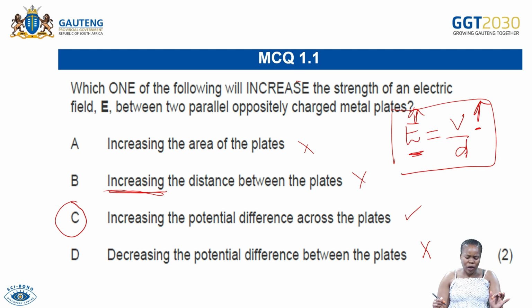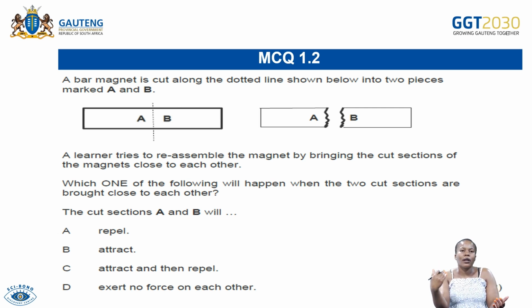Okay, so if you're looking at option D, it is similar to the answer, but the keyword there is decreasing, and that throws us out, because now it doesn't show the direct relationship between the electric field strength and the potential difference. Okay, so that's how you should go about answering your multiple choice questions.